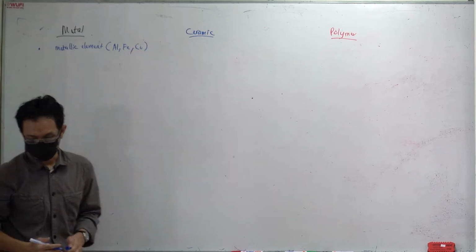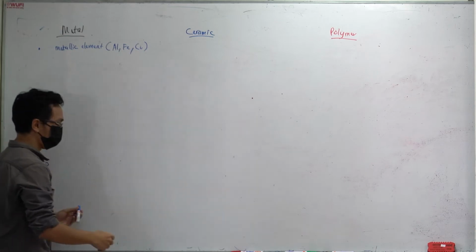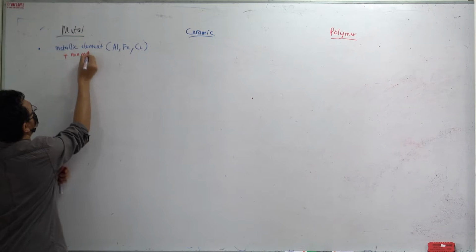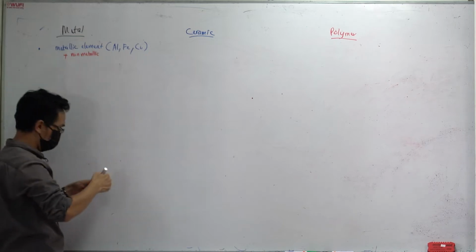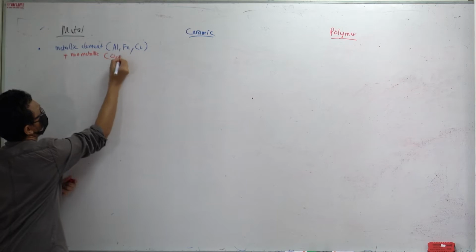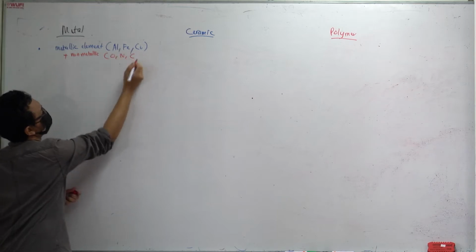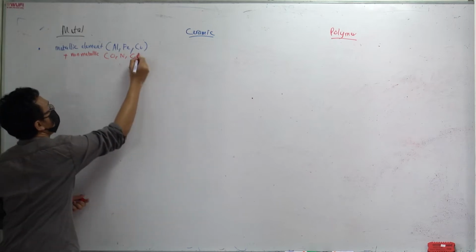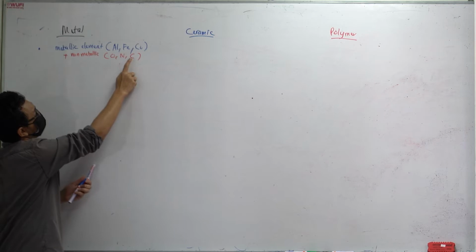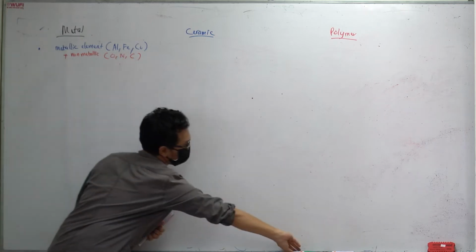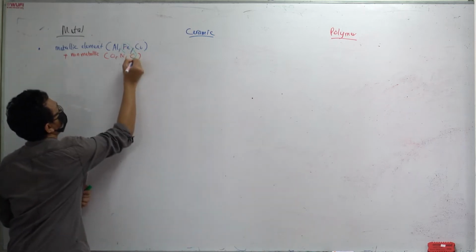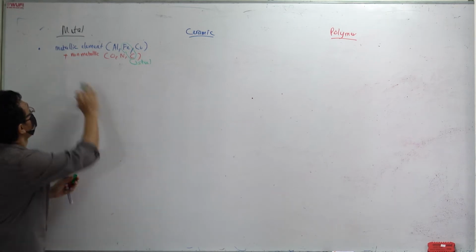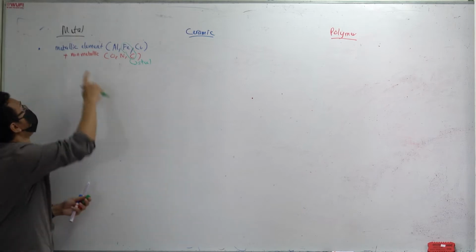So it is composed of metallic elements, and often it can also include non-metallic elements, like oxygen, nitrogen, carbon, because all these are non-metals in the periodic table. For example, if you combine carbon and ferrum, you get steel. So that is an alloy.